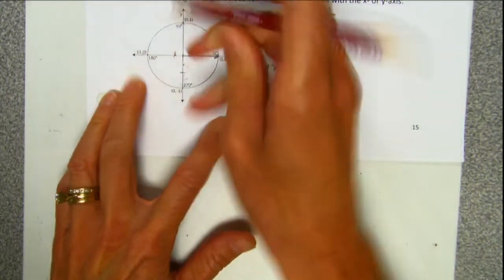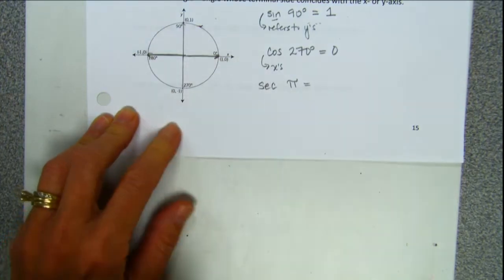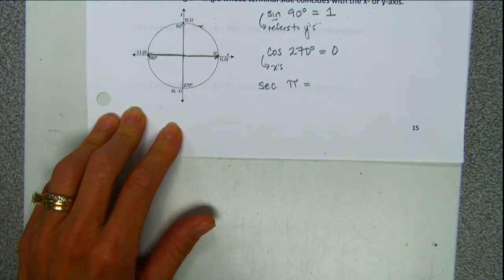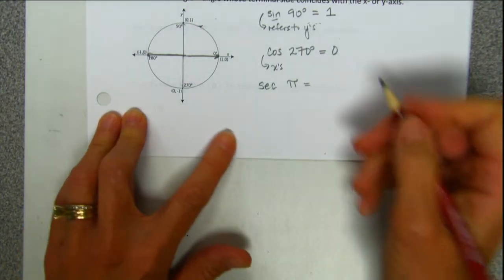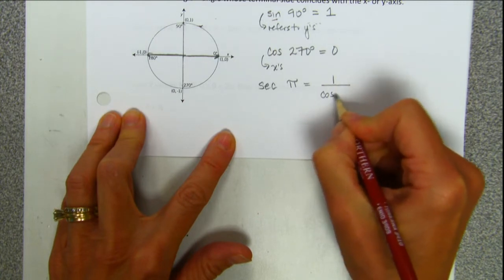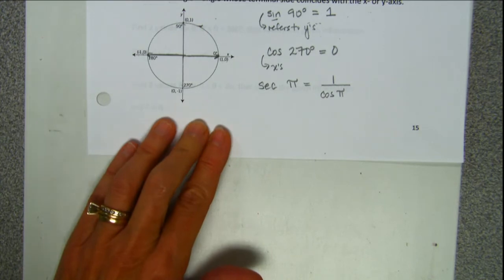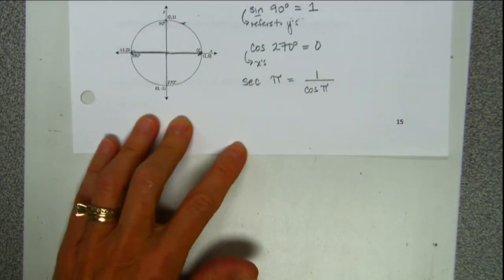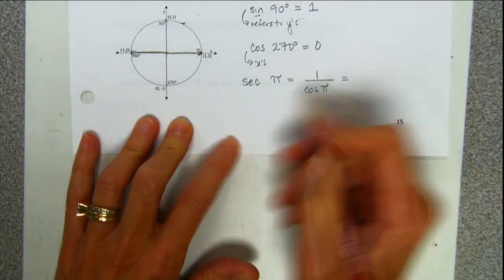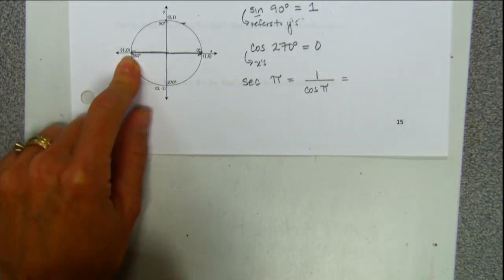All right, we're going this direction. I definitely can't drop a perpendicular to the x-axis. I'm on the x-axis, so I can't get a reference angle. But I do know that secant is the reciprocal of cosine. What is the cosine at pi? Cosine is your x's.